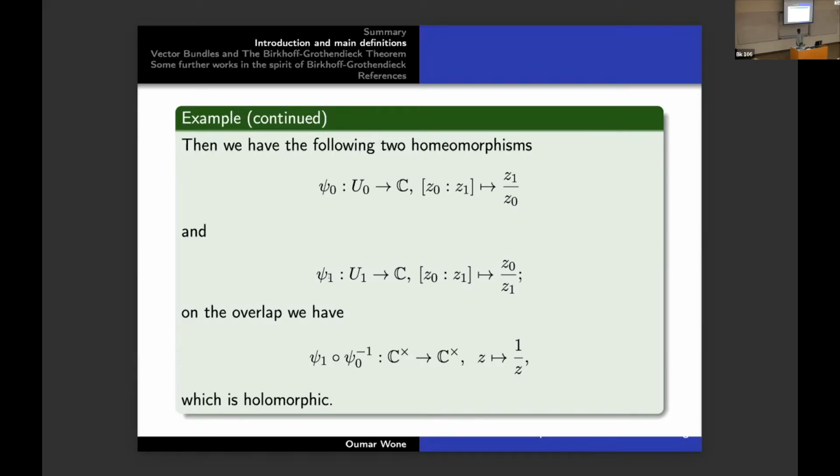Similarly, we define psi1 from U1 to C, to Z0, Z1, one associates the quotient. And on the overlap, we have the change of charts from C minus 0 to C minus 0, and it is given by Z associated to 1 over Z. So this is holomorphic, and P1 of C is a Riemann surface.